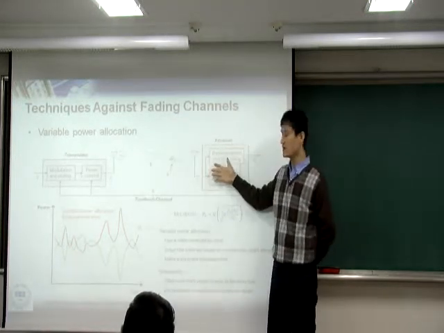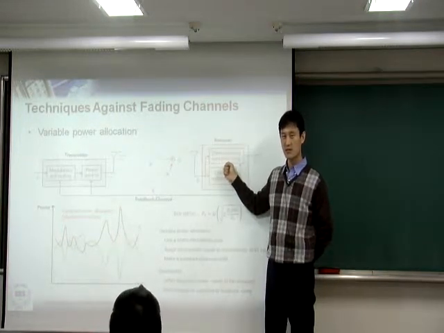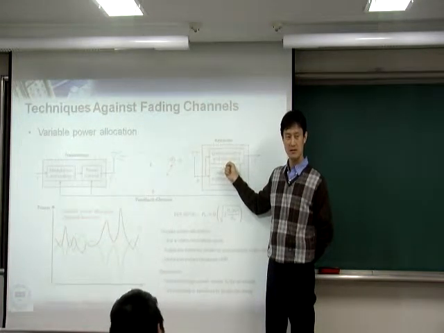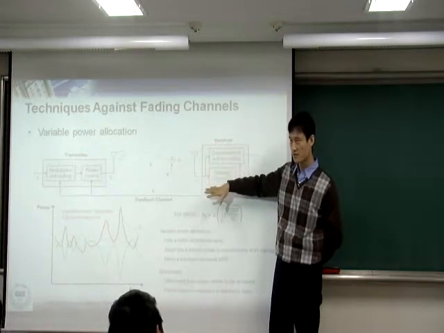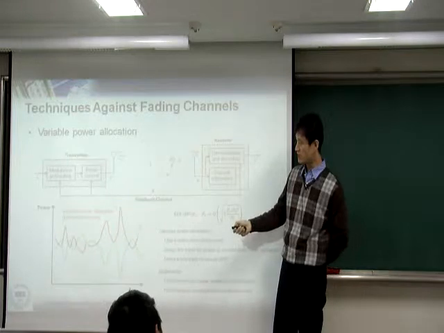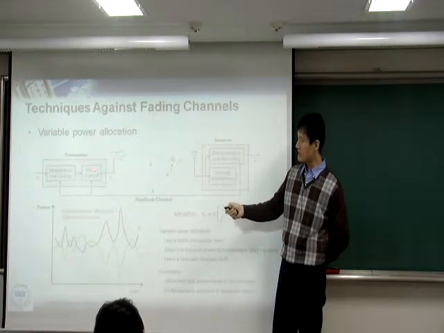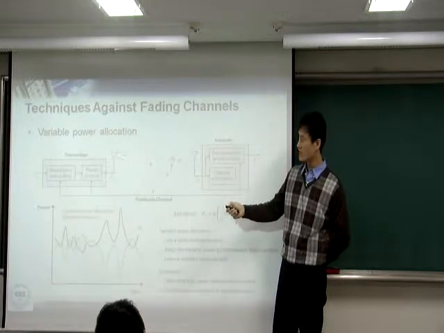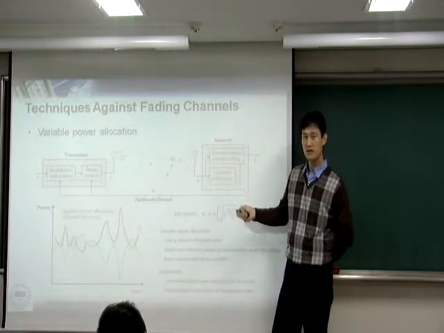Therefore, from the receiver perspective, your received SNR is going to be, ideally speaking, constant, right? That's channel inversion, because this power allocation is kind of an inverse function of H. So they just cancel out somehow. Therefore, your received SNR is constant.